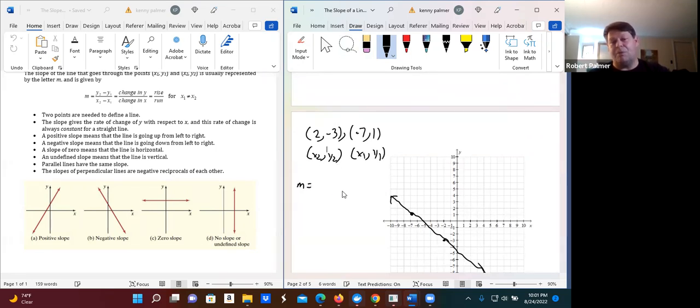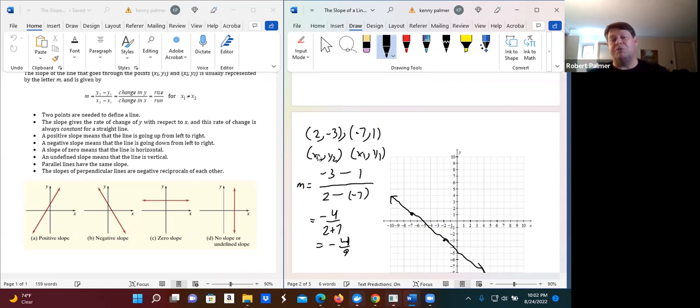So m, slope, is equal to y2 minus y1. So y2 is -3 minus, this minus is part of the formula, then y1, which is 1. And down here, I have x2, which is 2, minus, the minus is part of the formula, a -7. So if we simplify that, the top is -4. Down here, we have 2 plus 7, which is 9. So -4/9. Exactly the same thing.